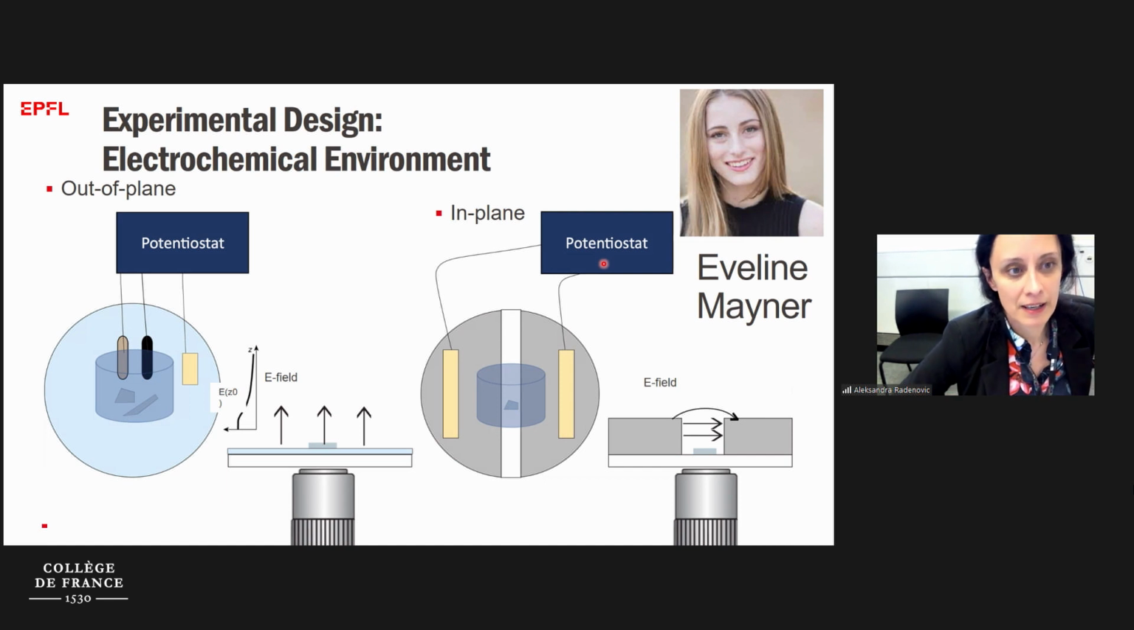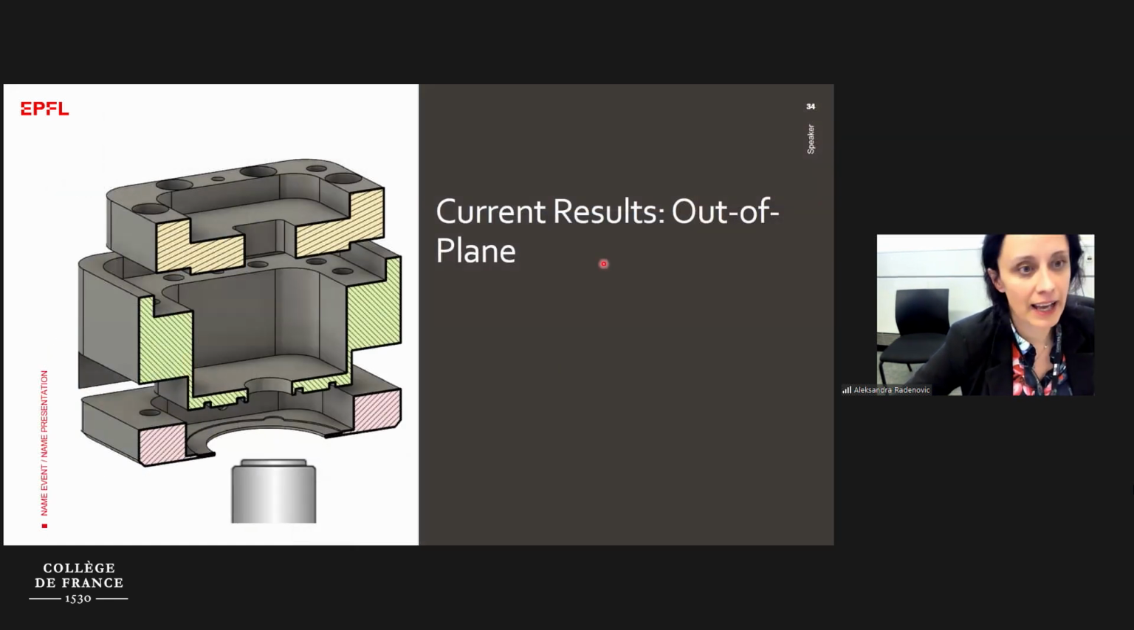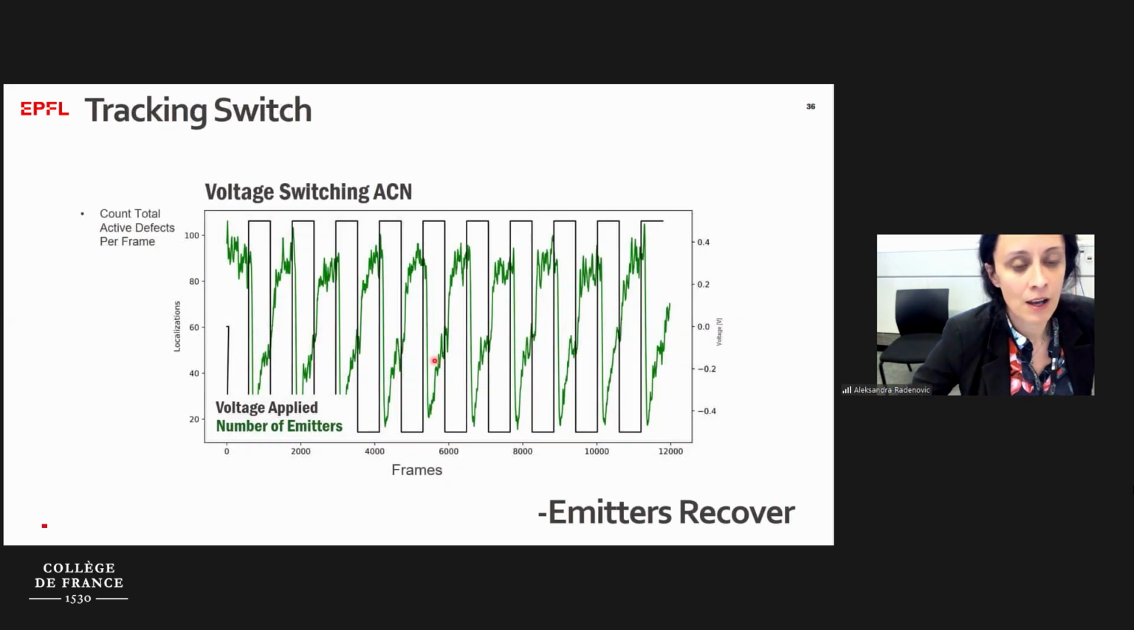or out-of-plane application of the electrical field, and that's the work of Evelyn Meine. So she built the setup, and again, by applying on an ITO cover slip, using hexagonal boron nitride on the top and using the 3-electrode system, we can see an influence of the applied in-plane electrical field on the number of optically active defects. This behavior can also be repeated, and we see that emitters recover after the application of a voltage.